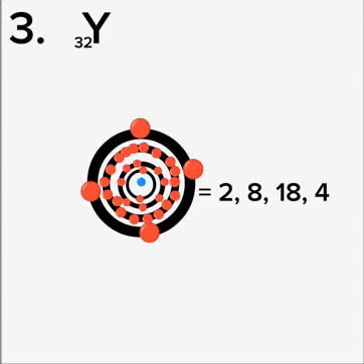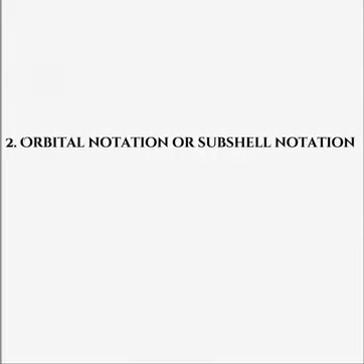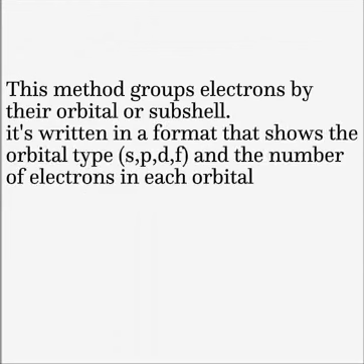Having understood writing of electron configuration using shells, we move over to the second method. The second method of writing electronic configuration is orbital notation or subshell notation. This method groups electrons by their orbital or subshell. It's written in a format that shows the orbital type, S, P, D, F, and the number of electrons in each orbital.